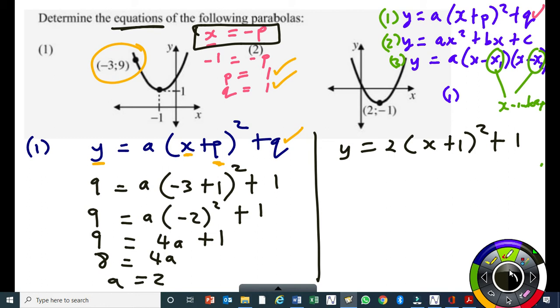You see, Q is the value of y at the turning point. So here, what is the value of y? 1. The way you determine Q is easy as compared to the way you determine P. P is a little bit more complex to determine. So you can make a mistake of putting P equal to minus 1 when it's positive and so on. So remember this equation here. Are you following?